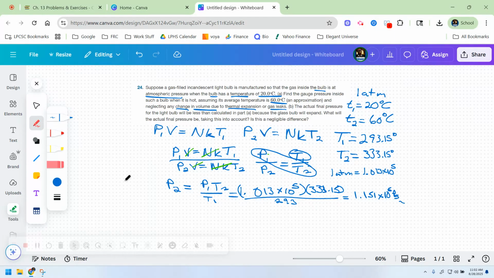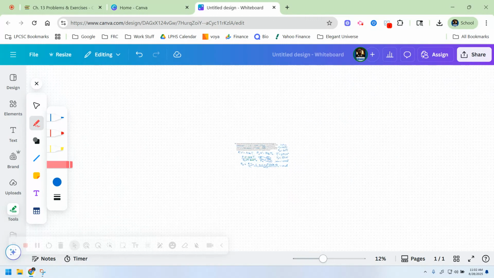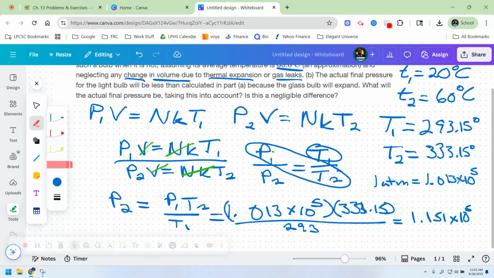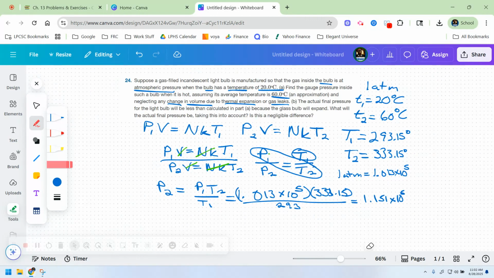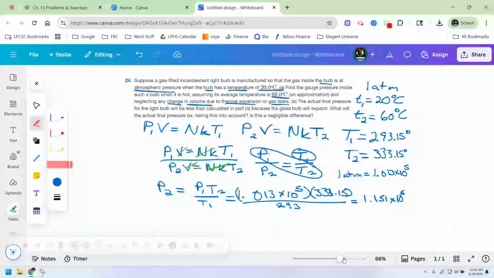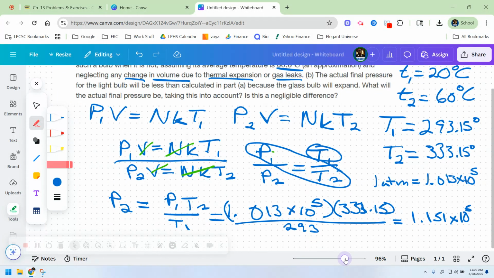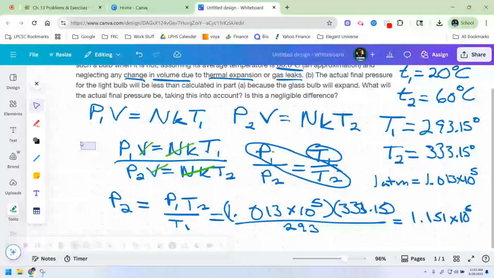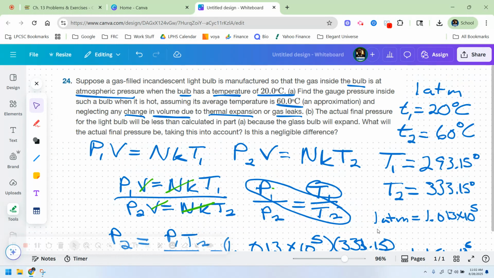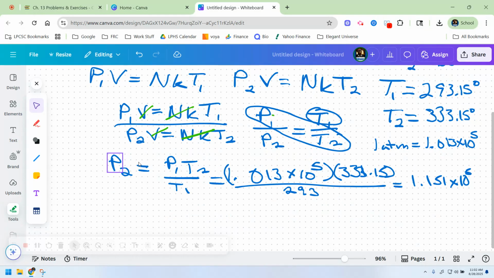Let me zoom back in so we can see it. That thing doesn't want to cooperate today. Okay. And so this is Pascal.